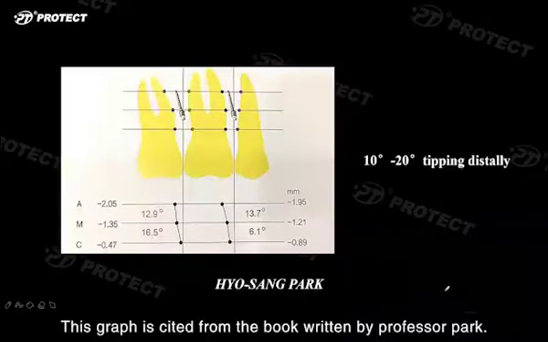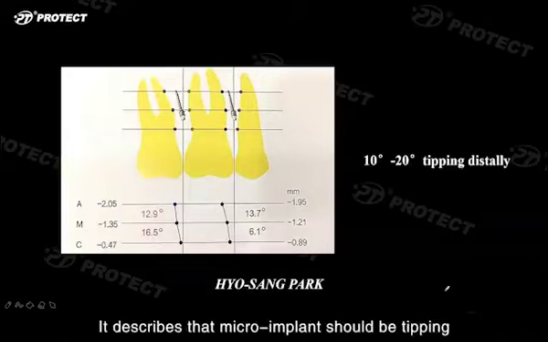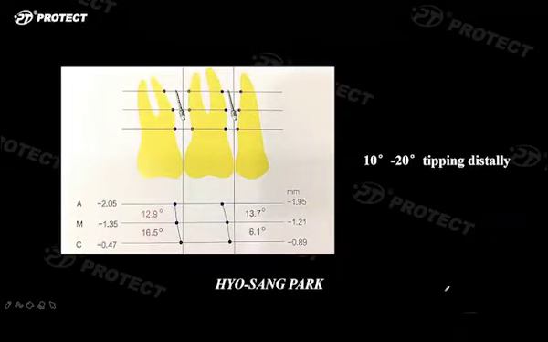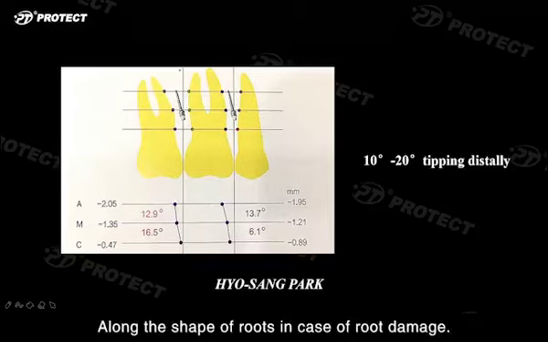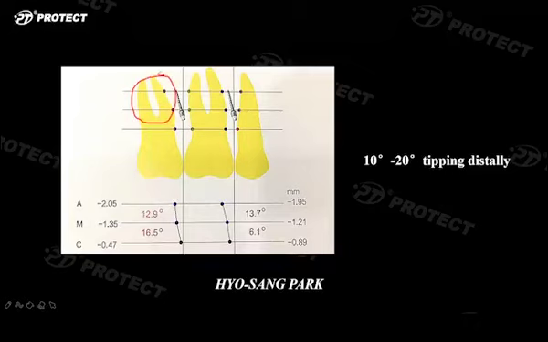This graph is cited from the book written by Professor Park. It describes that the micro-implant should be tipped 10 to 20 degrees distally along the shape of the root in case of root damage.